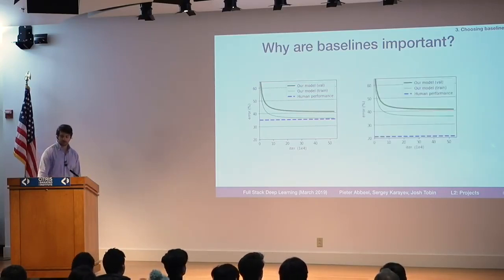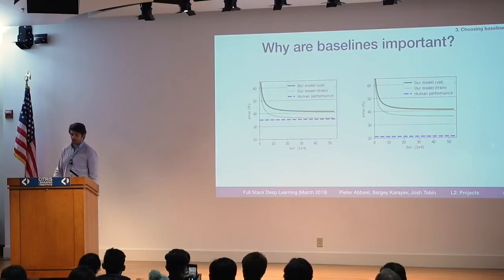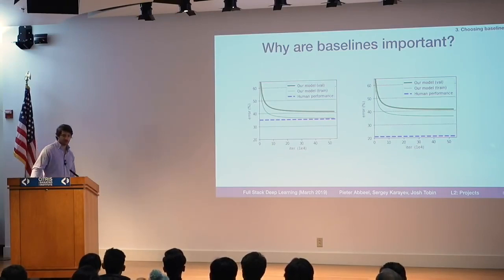But if we have a different baseline, and our human performance baseline is an error closer to 20 instead of 35, then the implication here is really different, right? The implication here is that our model is actually really bad. And so maybe we need to figure out a better model architecture for this task or train for longer or something like that.